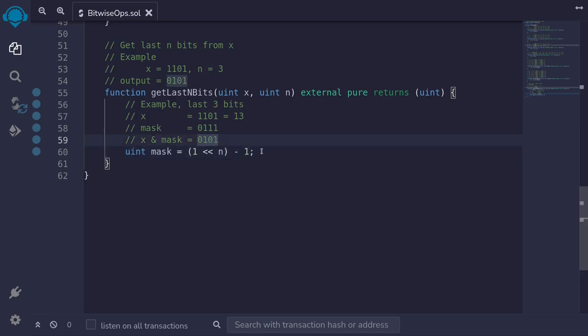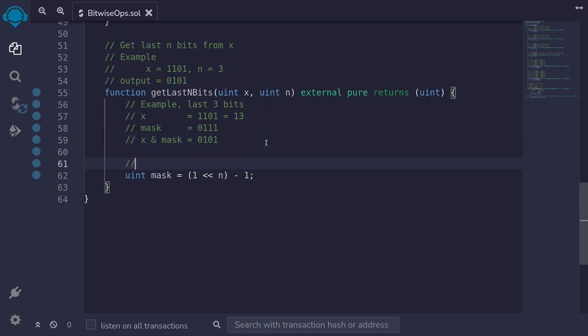Let me show you an example with n equals 3. So if we shift 1 zero times, then this will be equal to 1. Shift it once, then it will be 10. Shift it twice, then it will be equal to 100. And shift it 3 times, it will be equal to 1000. And then from this, we do minus 1. If we minus 1, the first bit will be a 0, and the rest of the bits will be a 1. So we have 3 ones. And that is how we create a mask, a sequence of n ones.